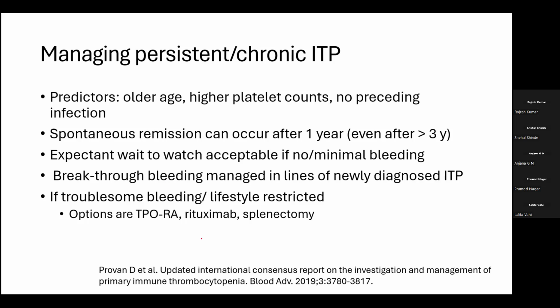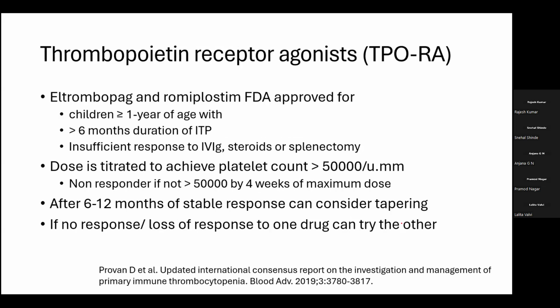But still, the good news for the parents is that sometimes even after 1 year, even after 3 years, we do see children going into remission. So even with persistent or chronic ITP, if the child is well and not having very significant bleeding, you can wait and watch and then manage the breakthrough bleeding just like we manage any other child with newly diagnosed ITP. But if there is recurrent troublesome bleeding, the child is unable to attend school, the lifestyle is severely restricted, the child is not able to participate in any activities, then we can offer various options, which I'll talk about now. First, the thrombopoietin receptor agonists.